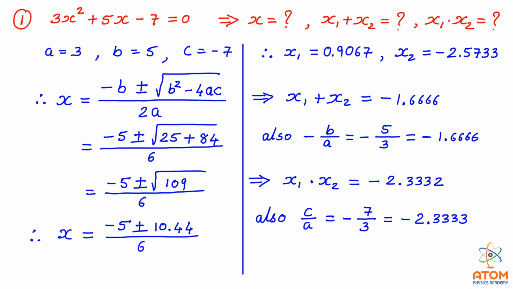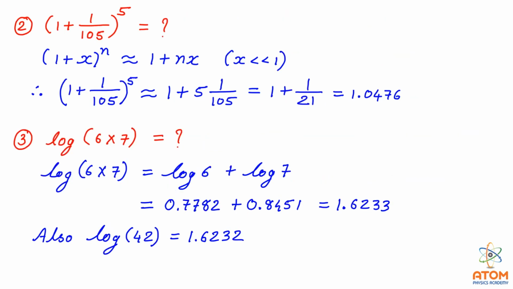If we multiply these two values, x1 into x2, we will get minus 2.3332. But instead of that, as we have learnt in the equations, you can find out x1 into x2 just by c upon a. And here c is minus 7 and a is 3. So it is minus 7 by 3, that is minus 2.3333. You can see again we are getting the same value. So here was the example of quadratic equation, and also we have checked that these equations of x1 plus x2 and x1 into x2 are also true.